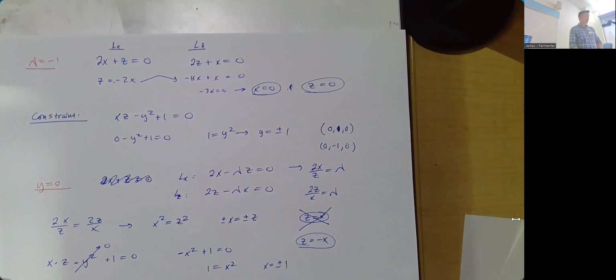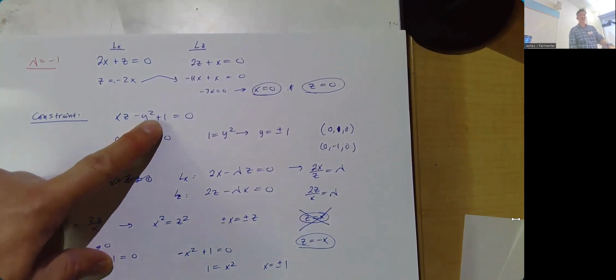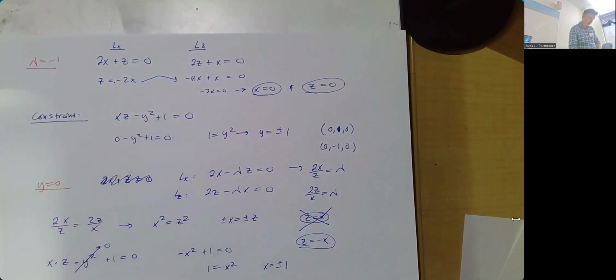Otherwise, the point's not on the surface. 1, 0, 1 isn't on that surface. If x and z are both 1, you get 1 plus 0 plus 1, that's not 0. So x and z have to be opposite signs, or -1, 0, 1. So those are our 4 critical points.